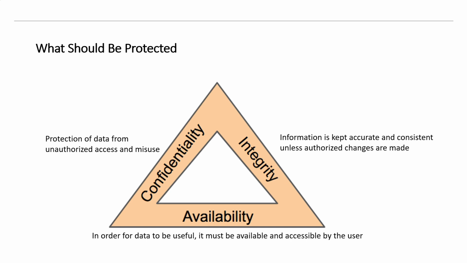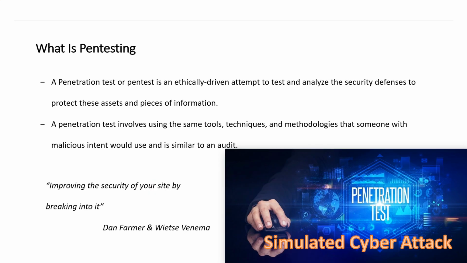It means that information should be kept accurate and consistent unless authorized changes are made to the data, to the system. Okay? And availability means we need to make our resources and our data accessible and available to the user anytime, so that the data is useful then. Okay. So then, what is pen testing?